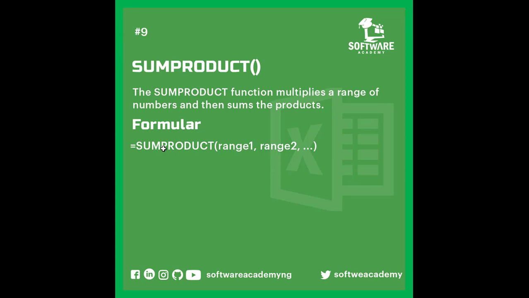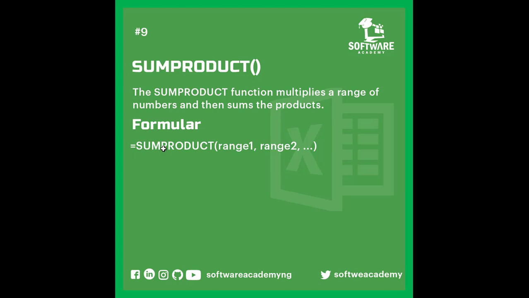What is SUMPRODUCT used for? The SUMPRODUCT function multiplies a range of numbers and then sums the product. So I can have range 1, I can have range 2. Each of the cells in range 1 and range 2, I'll be multiplying them. After multiplying them, I can then get the total together. What I'm saying here might sound a little bit like gibberish, so let's take a look at the practical.